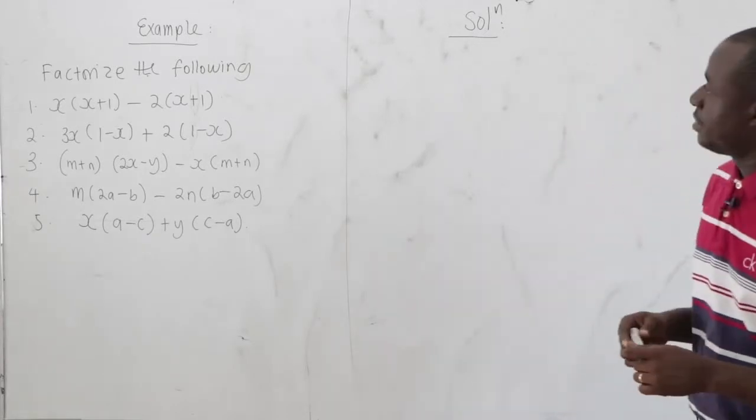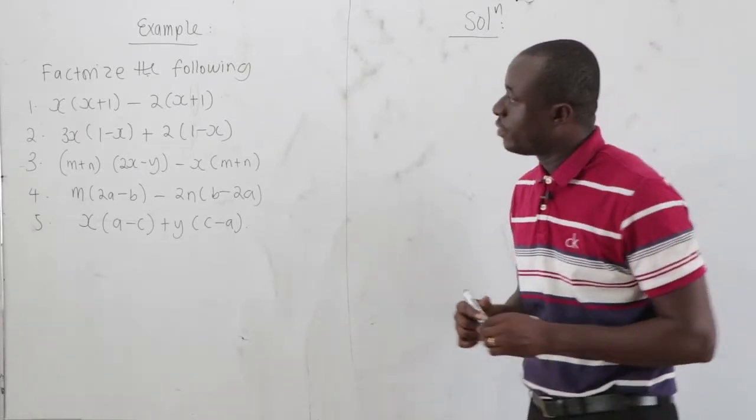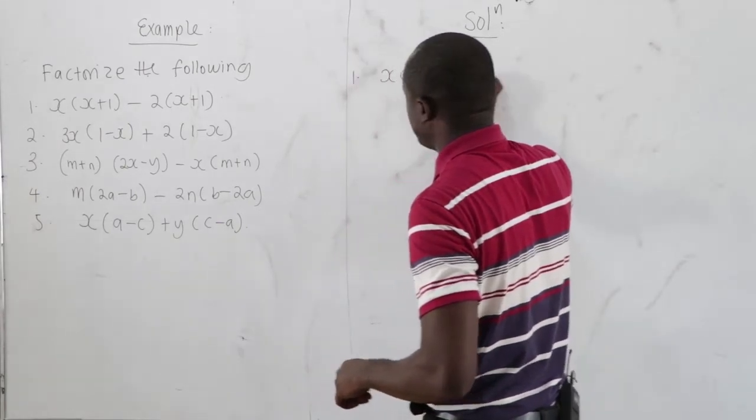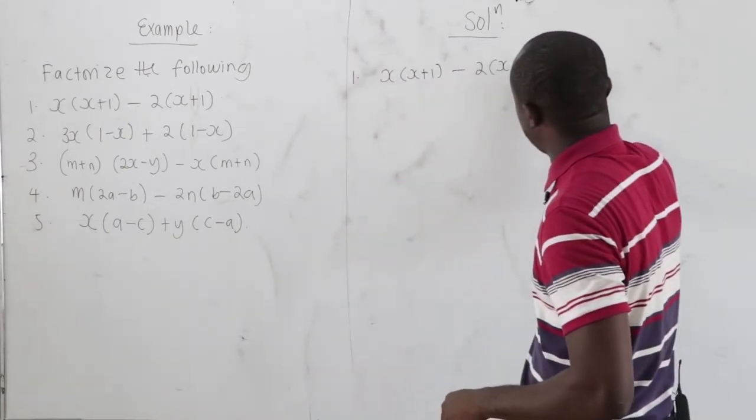Now let's see this. We say we factorize the following. And then the first question, we have x plus 1 minus 2x plus 1.